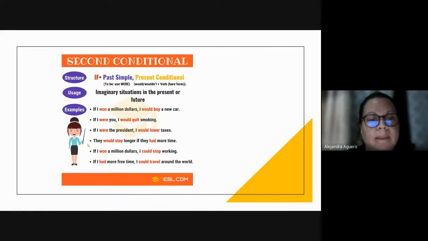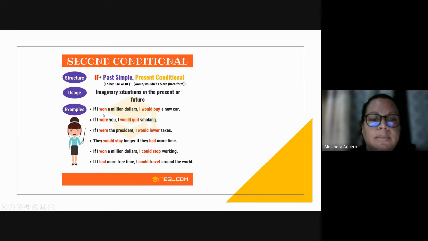Here I have a nicer explanation. Second conditional, the structure: if plus simple past, comma, would or wouldn't and the verb in base form. For imaginary situations in the present or the future. Examples: if I won $1 million, won in past, I would buy a new car. If I were you, I would quit smoking. If I were the president, I would lower taxes. They would stay longer if they had more time.